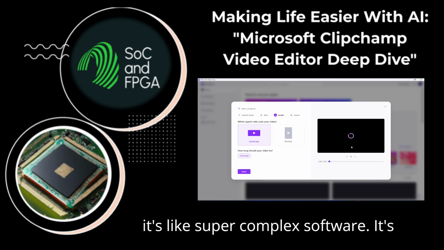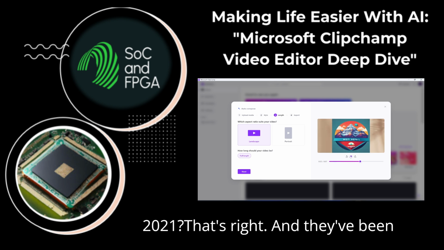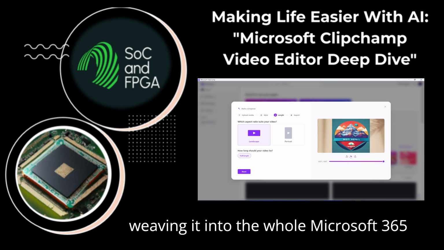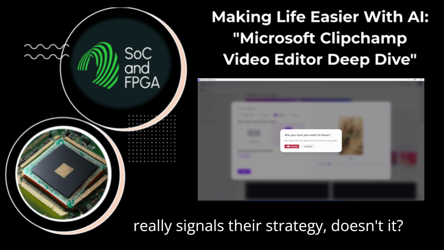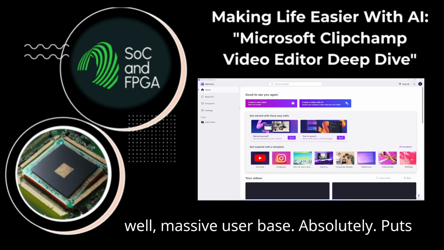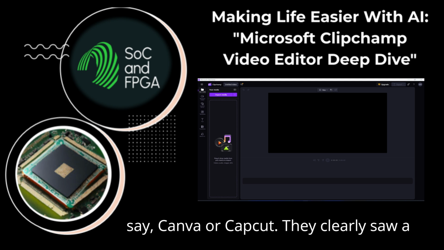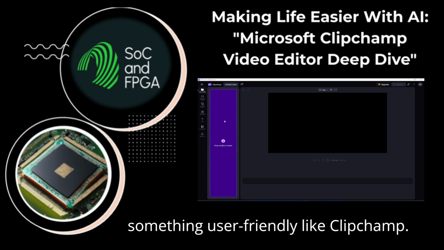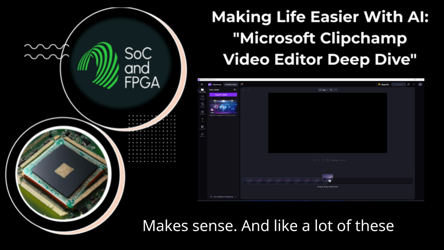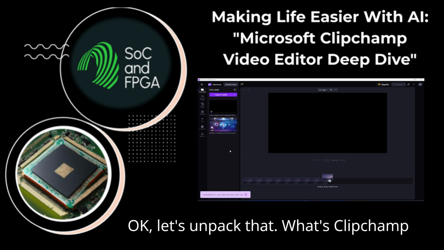And it's important to remember Microsoft bought them. That was back in September 2021. That's right. And they've been weaving it into the whole Microsoft 365 system since then. That acquisition really signals their strategy, doesn't it? Yeah. Bringing video tools right to their massive user base. Absolutely. Puts them more head-to-head with tools like, say, Canva or CapCut. They clearly saw a chance to boost their M365 offering with something user-friendly like Clipchamp. Makes sense. And like a lot of these tools, it's freemium. Free and paid options. Yeah, exactly. A freemium model. Okay, let's unpack that.